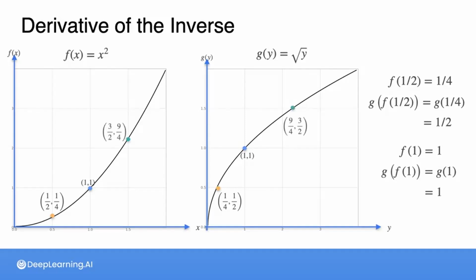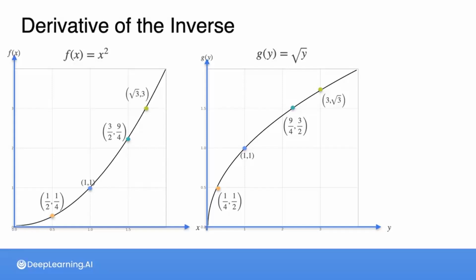The point (3/2, 9/4) also appears on the left, and the point (9/4, 3/2) appears on the right, and similarly, the point (√3, 3) appears on the left, and the point (3, √3) appears on the right. Now, I want you to take a careful look at the tangents over these points in the left plot and in the right plot. And let's question ourselves. Do you think there's a connection between the slopes of the tangents on the left and the slopes of the tangents on the right?